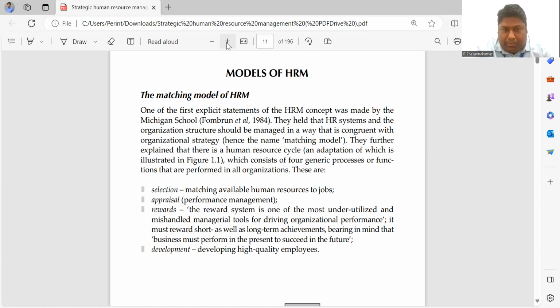Rewards are one of the most underutilized and mishandled managerial tools for driving organizational performance. They must reward short-term as well as long-term achievement. Bear in mind that business must perform in the present to be successful in the future. So rewards are the most important thing in an organization.